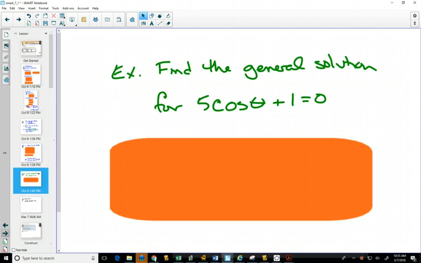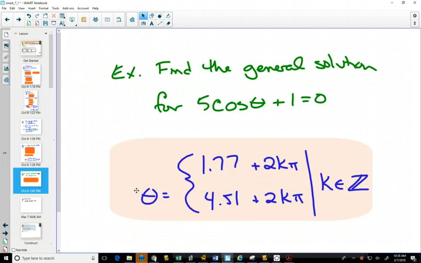Here is one for you to try. I'll put up the answer if you want to check how you did. This is just the answer, no work shown.